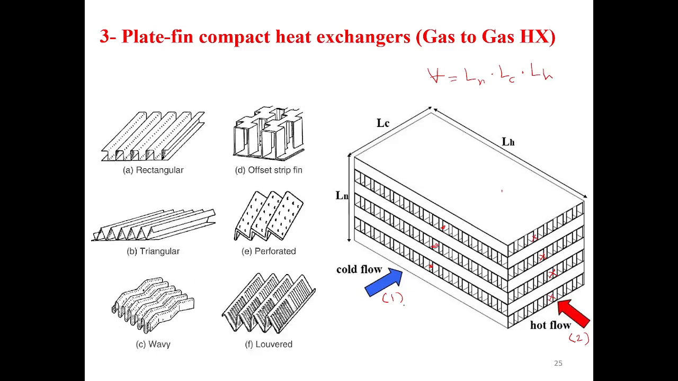The frontal area for side 1 is Ln times Lh, and the frontal area for side 2 is Lc times Ln. These are some types of fins that are used in gas to gas compact heat exchangers: rectangular fin, offset strip, triangular, perforated, wavy, and louvered. So any one of these fins can be used.